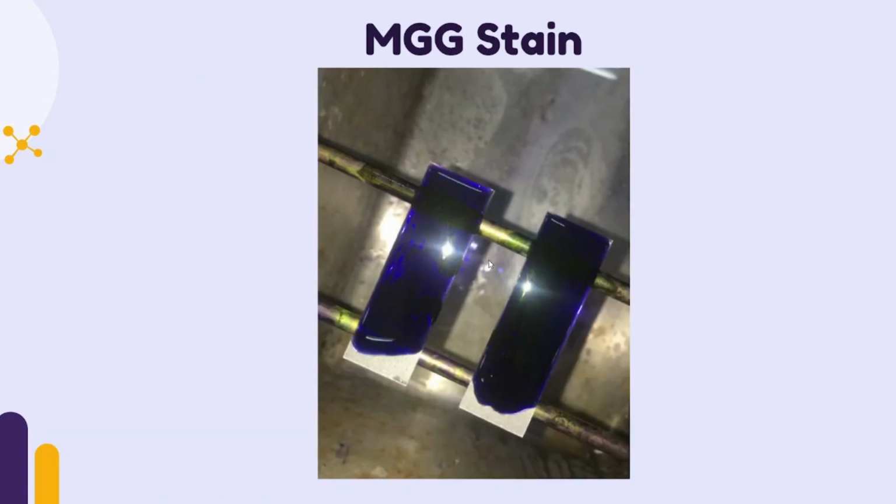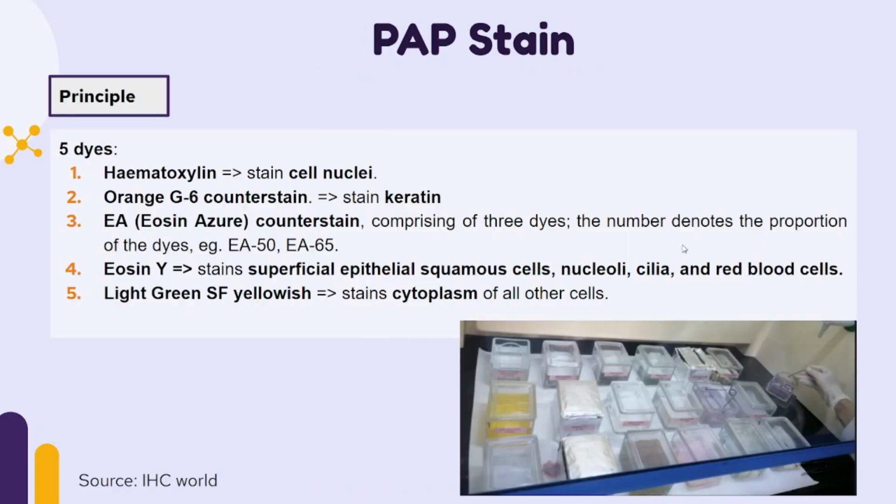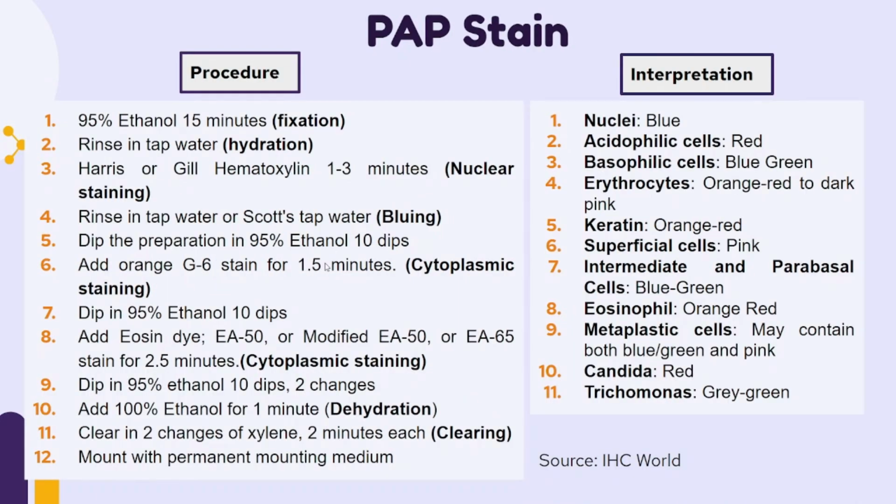Here is the picture of the MGG staining process. The second stain we use is the PAP stain, which consists of 5 dyes, namely hematoxylin, orange G6 counterstain, eosin azure counterstain, eosin Y, and also light green SF yellowish. Here is the procedure and interpretations of PAP stain.